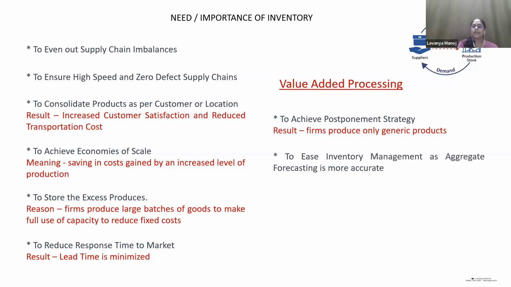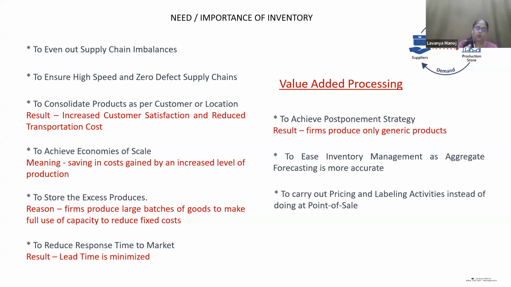To ease inventory management and aggregate forecasting, as someone told, to do the forecasting, to carry out pricing and labeling activities instead of doing it at the point of sale. Point of sale is where the actual sale happens. In supermarkets, it is the billing desk, where you're paying for the product you have purchased. In online retailing, sometimes you make the payment online. So that is a point of sale.